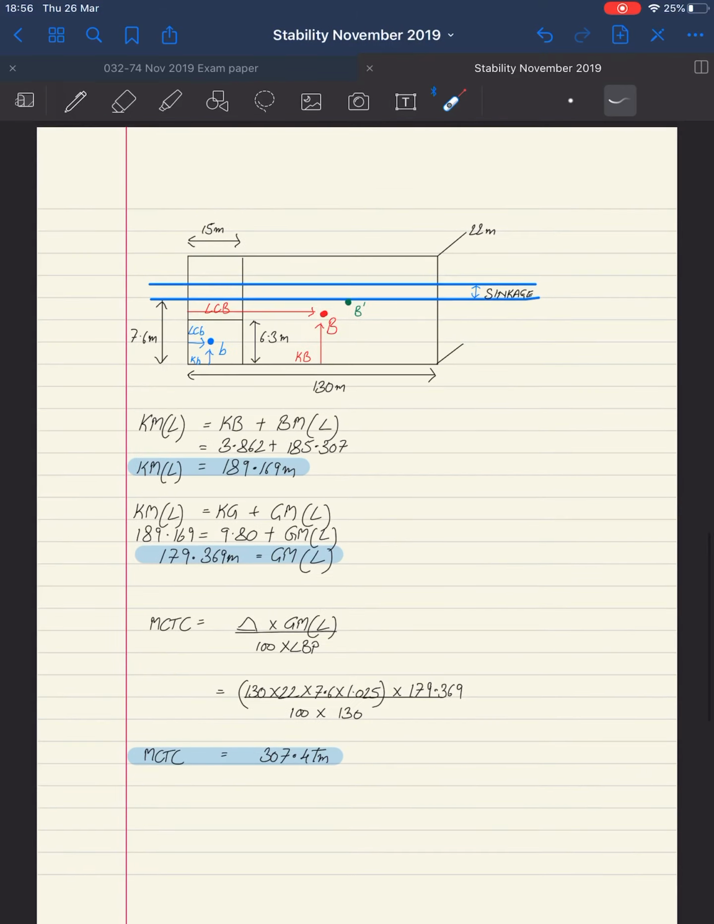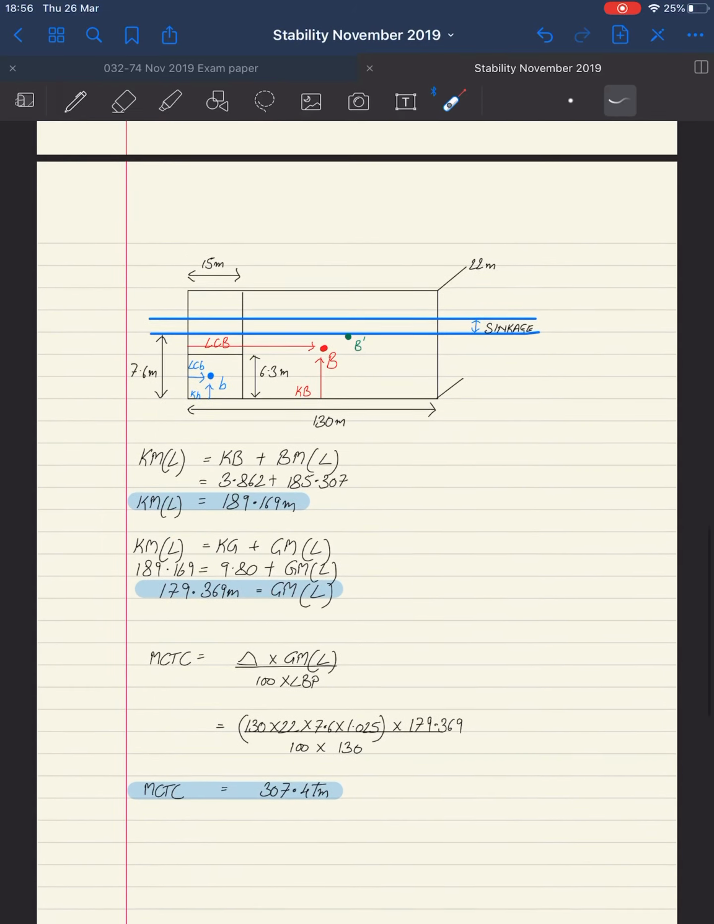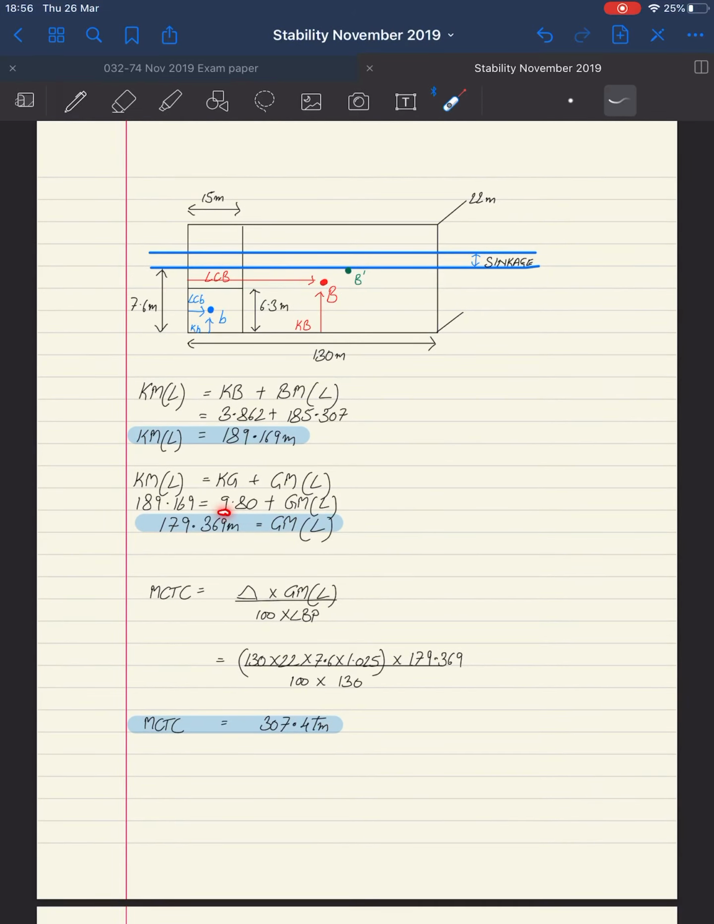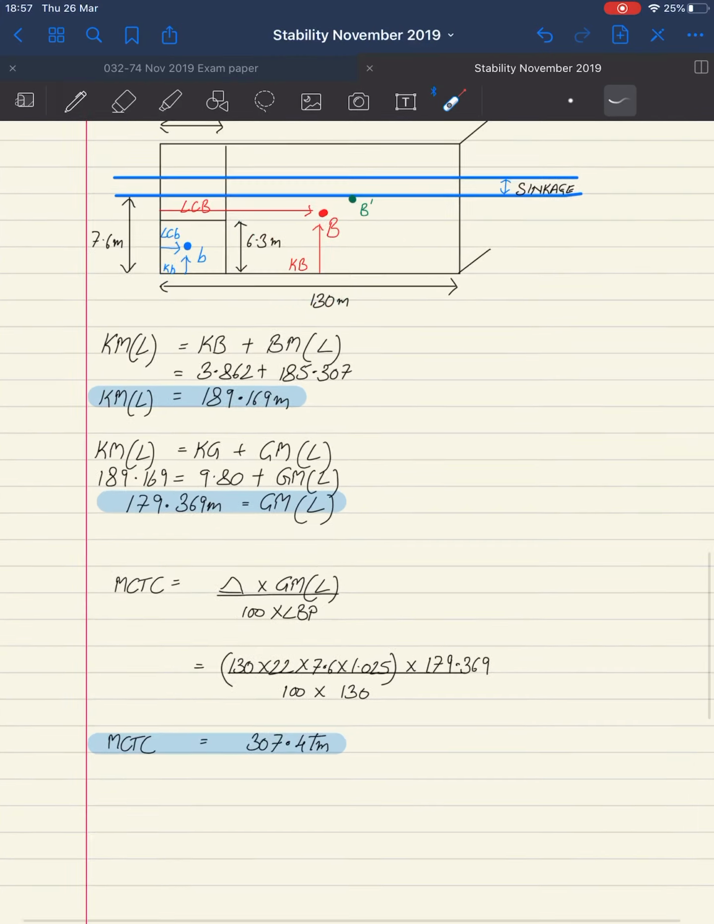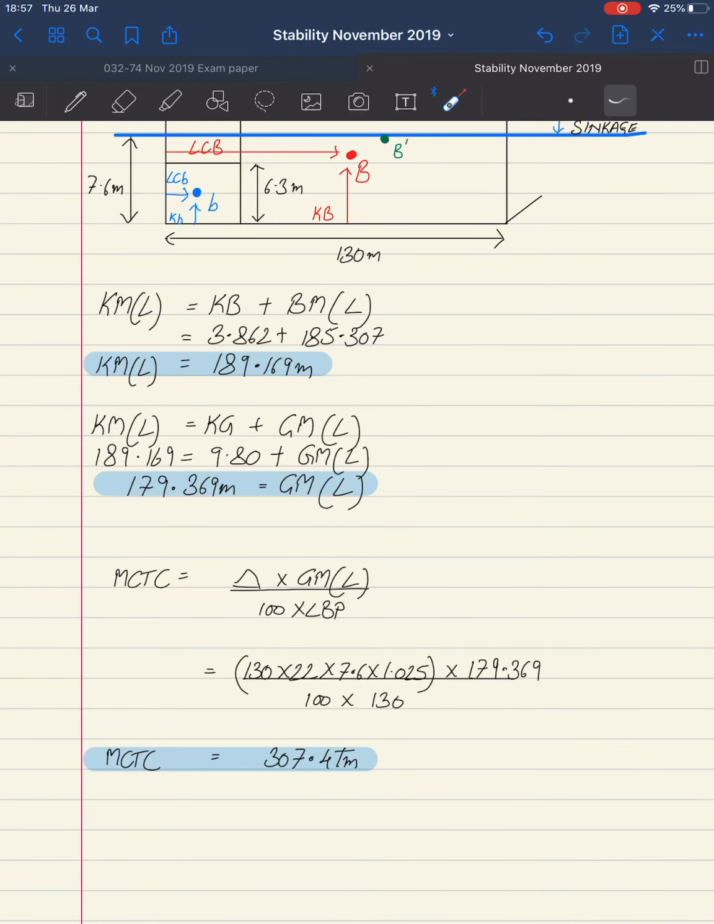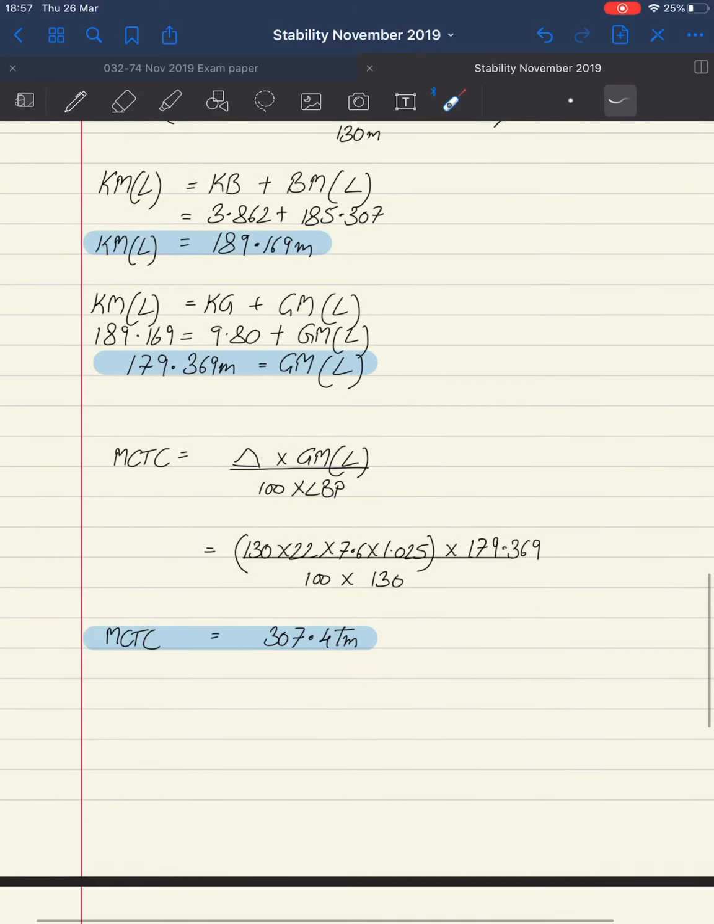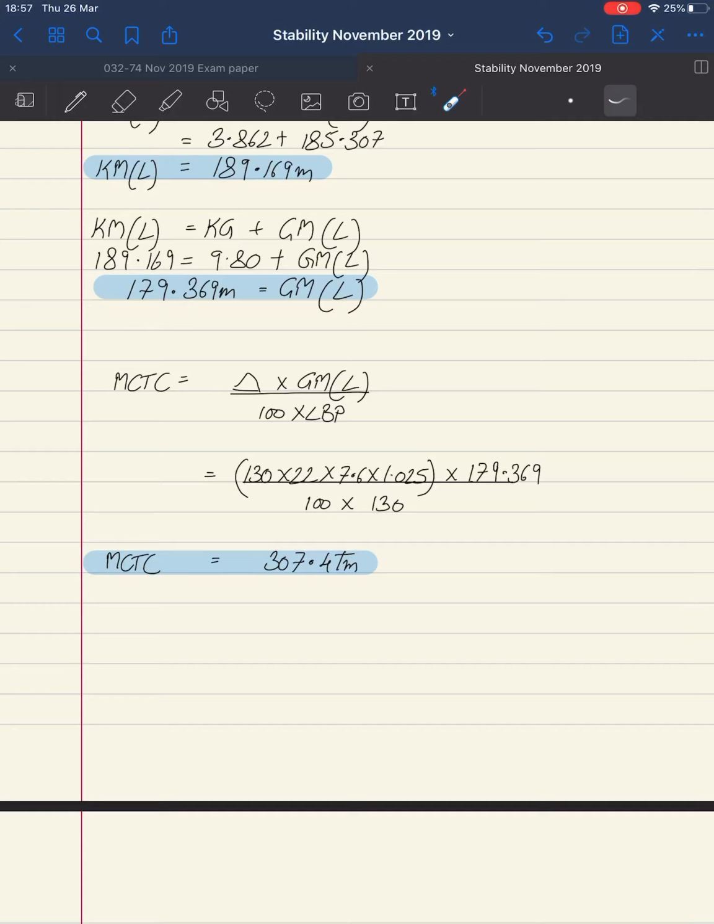So KM longitudinal is 189.169 meters. KG is 9.80 meters, which was given in the question, and we have got this equation. From this we have found out GM longitudinal as 179.369 meters. Since we were asked to find out the drafts, the drafts would be different at the forward end and aft end.